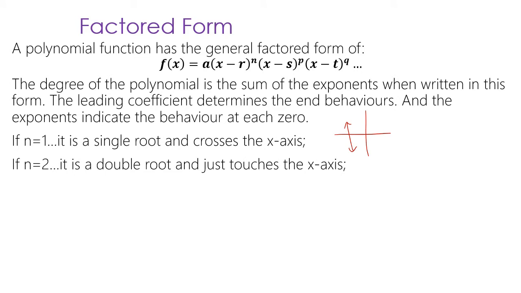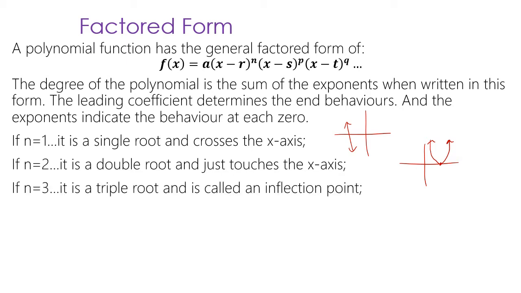If it's a double root, it just touches the x-axis and then swings back, like turns back around. So if we have x and y, I just touch the x-axis, so I'm coming and then I turn back around. And I could do something going the other way as well.